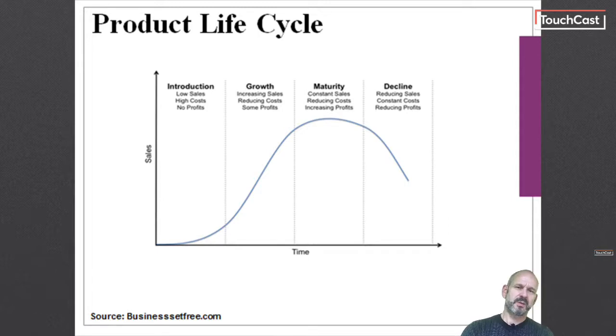In stage 3, we consider maturity, and here profits gradually increase as both demand peaks and costs continue to reduce because of efficiencies. Eventually, competitors also enter the market with their own products in pursuit of these profits, and this increased competition leads eventually to a reduction in sales. In stage 4, we see decline, and here sales and profits reduce significantly as the product comes to the end of its life and customers predictably move to other products.